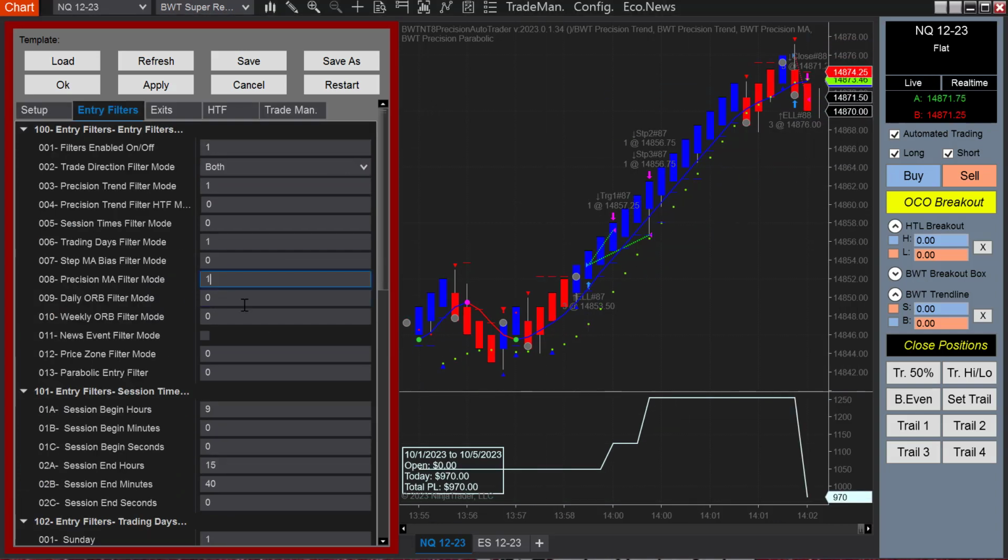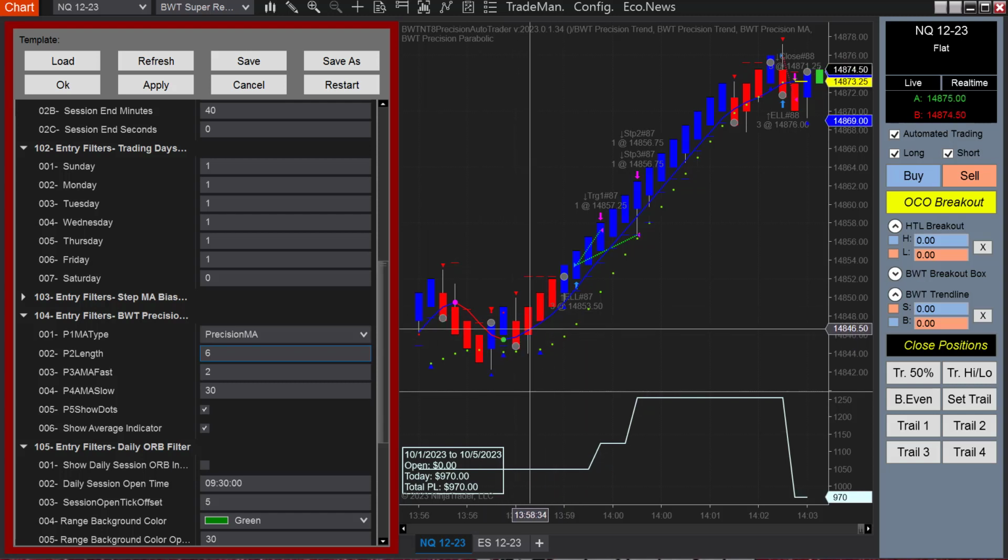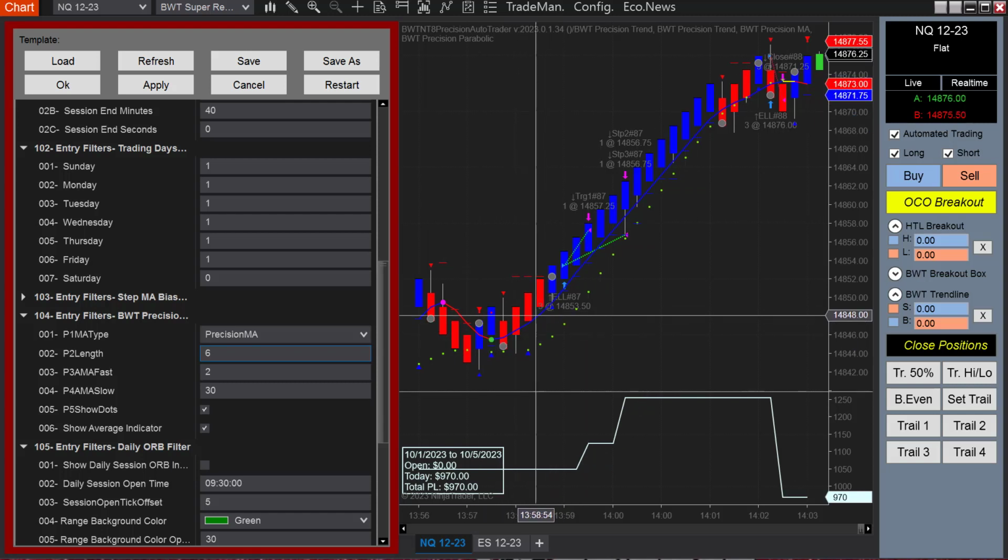I'm using the Precision MA as a filter, and I have it set at 6. That's pretty fast, but 6 gives you an earlier entry and can also filter out when you get like 4 red bars like this in a row. It didn't turn, you know, it's blue. It wouldn't take this trade.